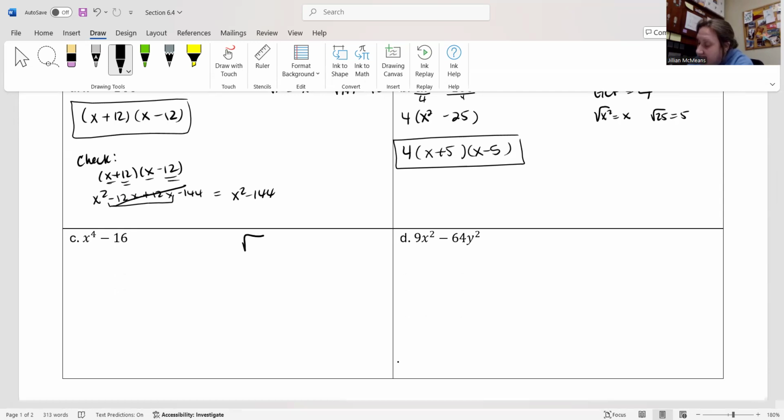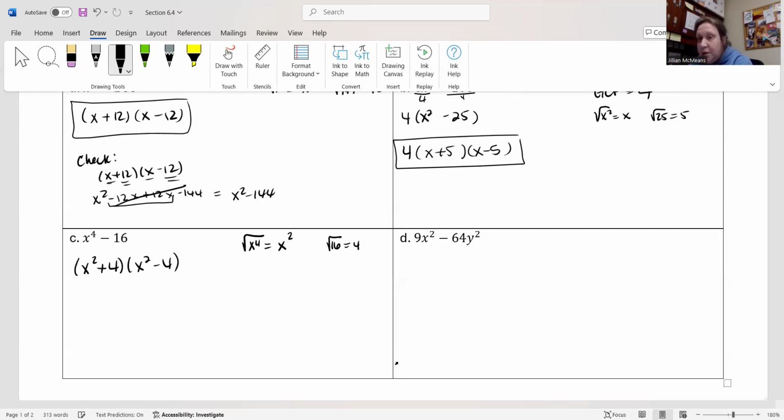So let's look at the square root of x to the 4th. Well, that's just going to be x, and then to the 4 divided by 2. Well, 4 divided by 2 is 2, so we just get x squared. Square root of 16 is 4. So we've met the criteria. Both of our terms are perfect squares. We have exactly 2 terms. We're subtracting. We've met all the criteria to be the difference of squares. So we would just say this is x squared plus 4, x squared minus 4.